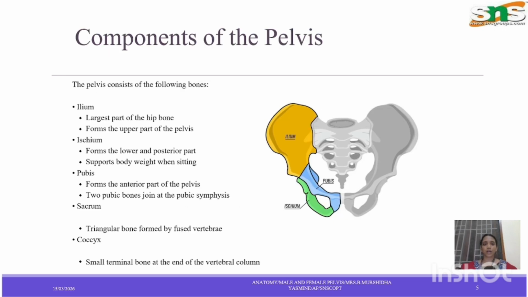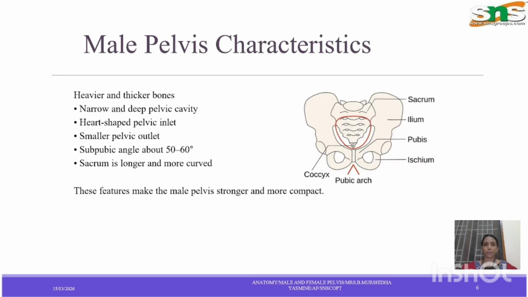What are the components of the pelvis? The pelvis consists of two hip bones. One hip bone is marked with its parts. The big structure is the largest part of the hip bone, the ilium; the ischium, the lower and posterior part; and the pubis, the anterior and lower part of the pelvis. The sacrum, which is a triangular bone formed by five fused vertebrae. The coccyx, a small terminal bone at the end of the vertebral column. These are the components of the pelvis.